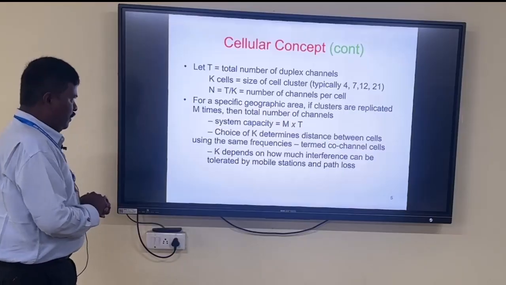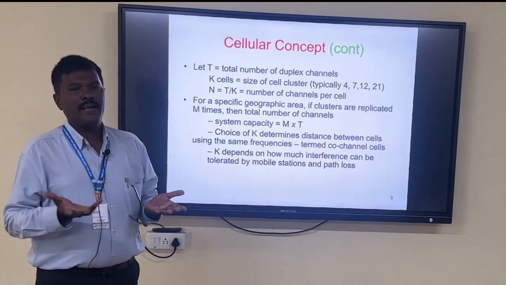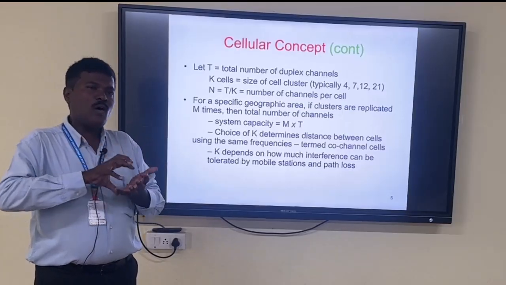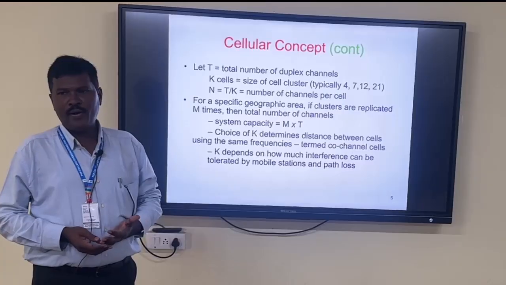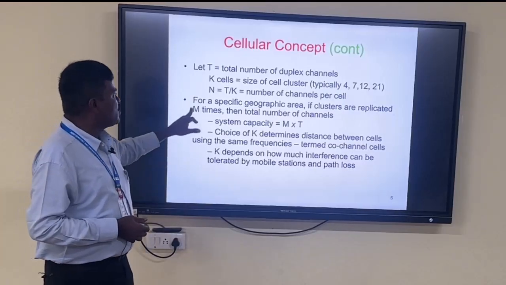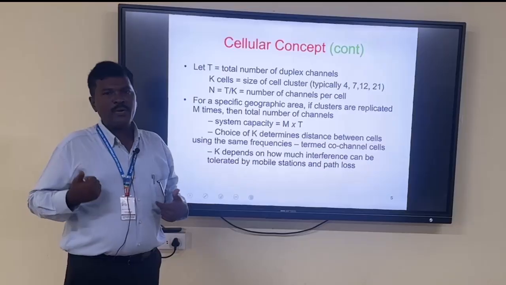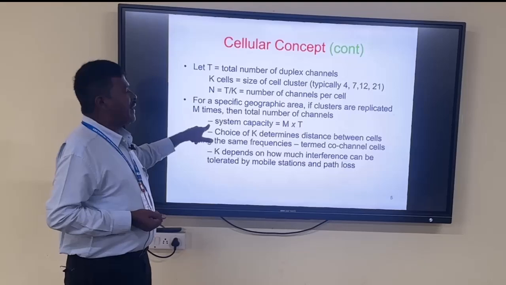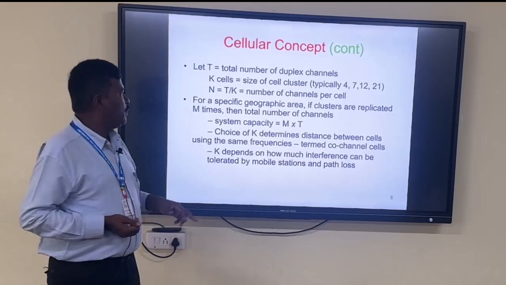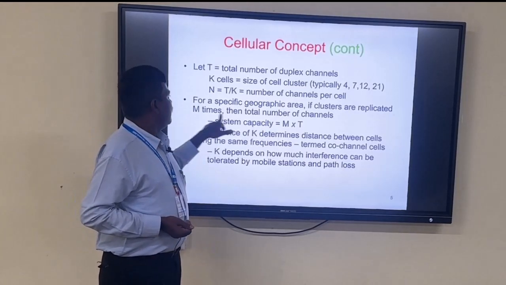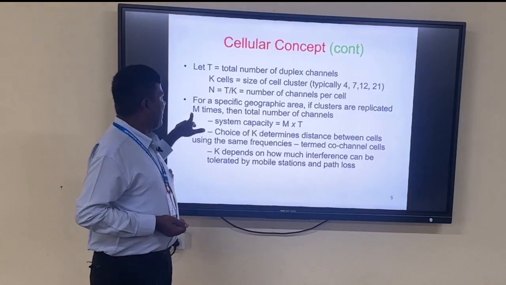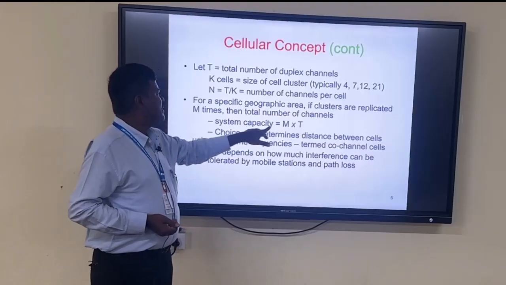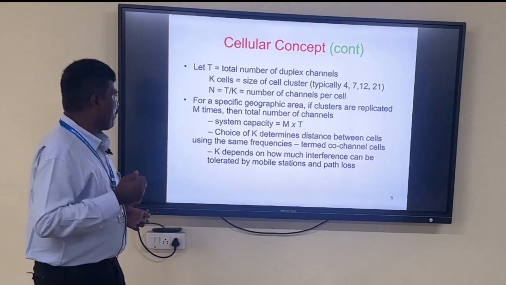If the clusters are replicated, as we have seen in the previous slide, the number of clusters can be replicated within a particular system. The number of times the cluster is replicated is m. Then we can calculate the system capacity by multiplying m with the total number of duplex channels T.